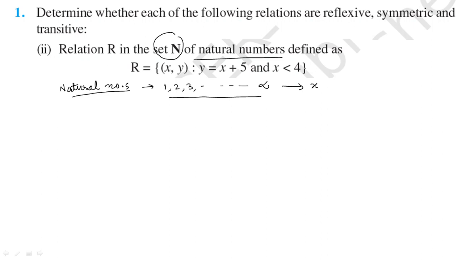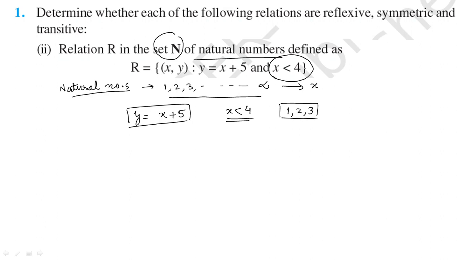Now what about the relation? Relation is given to you, y is equal to x plus 5. This one is the statement. But side by side, one more condition is given to you, that is x less than 4. If I am writing x less than 4, what is the meaning of this? It means only 3 numbers are there, 1, 2 and 3. These are the 3 numbers which you can say are the values of x.